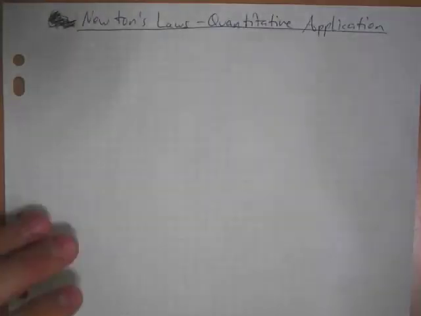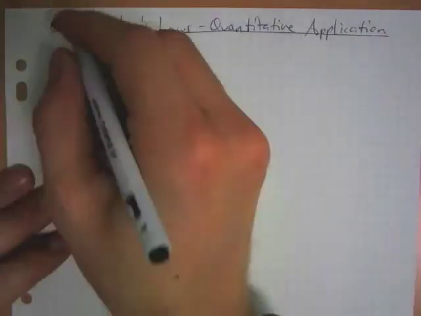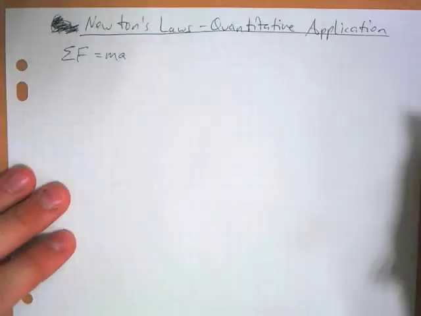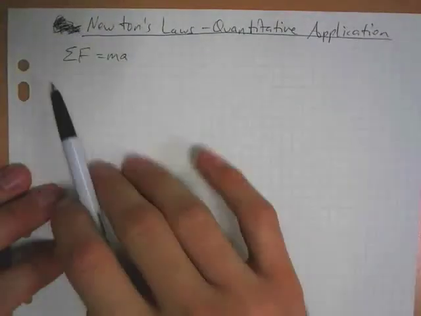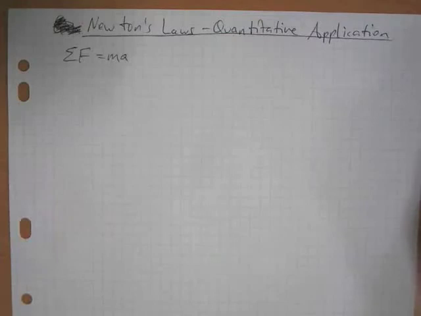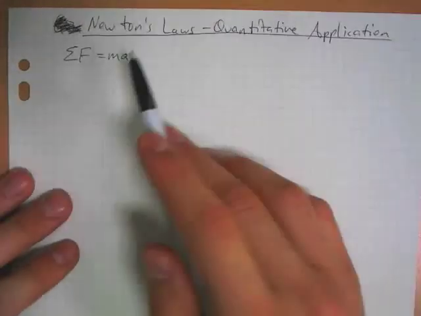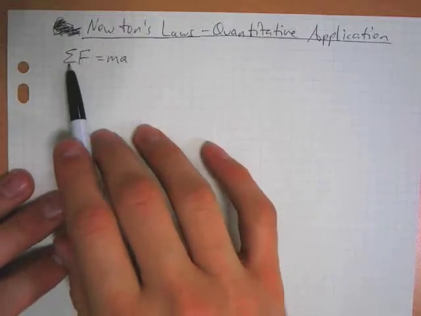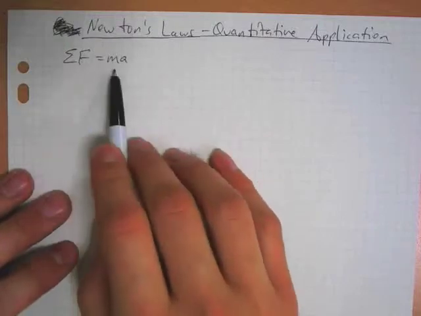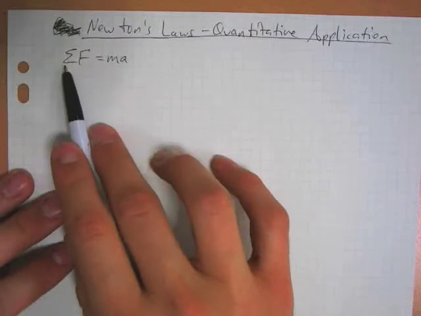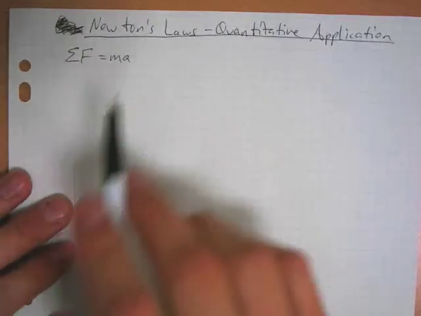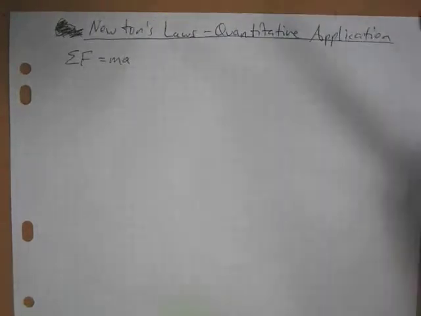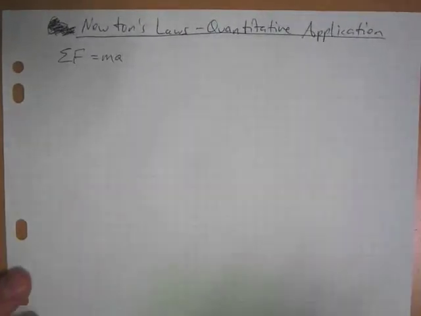When we're dealing quantitatively with Newton's laws, we're primarily looking at the second law, F equals ma. Remember, it's the net force, the sum of the forces, is equal to mass times acceleration. And both this force and this acceleration are vectors. In fact, this is one of very few equations that we'll be using throughout when we're talking about force and Newton's laws.